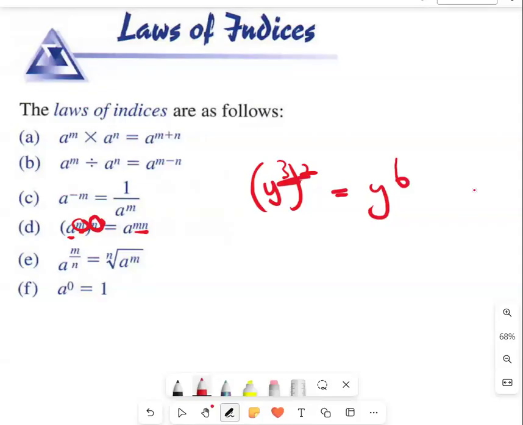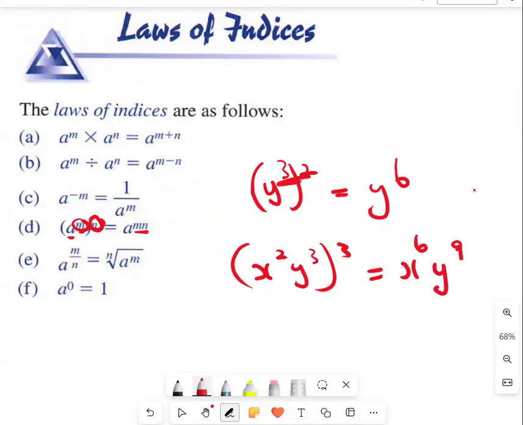Right? You could also have this as you have x squared y cubed, cubed. Then you will have this 2 by 3, so you get x to the 6 multiplied by y to the 9. Following?